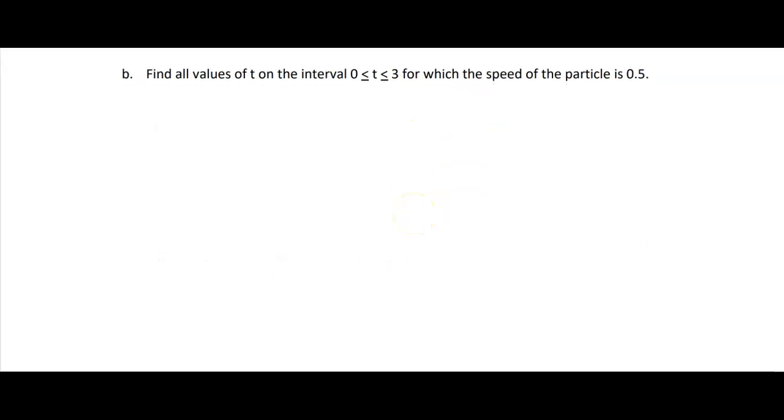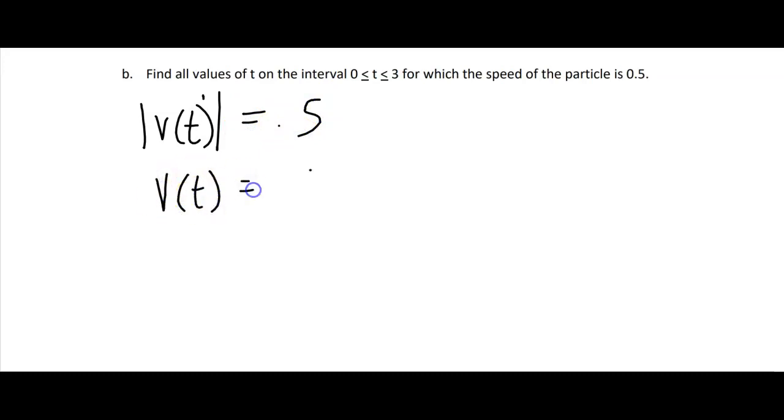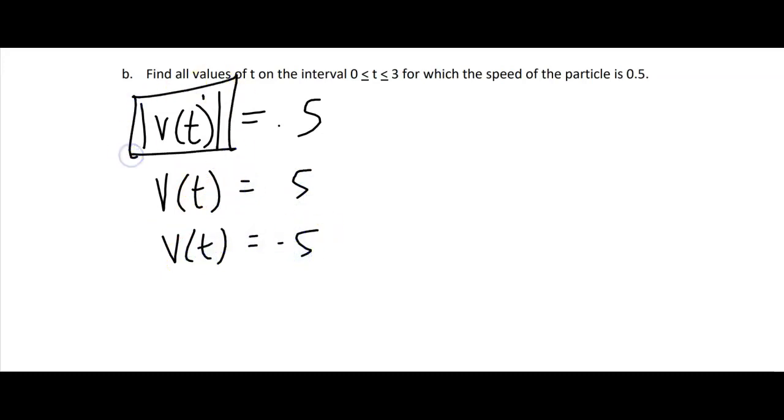All right, so now on this particular problem here, speed is the absolute value of velocity. Now, they want to know when does that equal 0.5. So in other words, they want to know when does v of t equal 0.5 and when does v of t equal negative 0.5. Because if the absolute value of v of t is equal to 0.5, then that means that v of t can either equal a positive 0.5 or it can equal a negative 0.5.